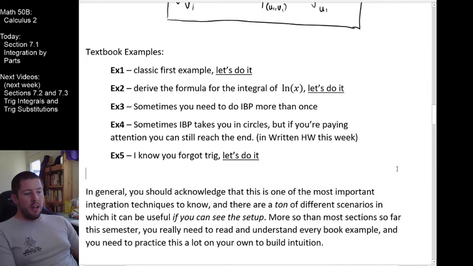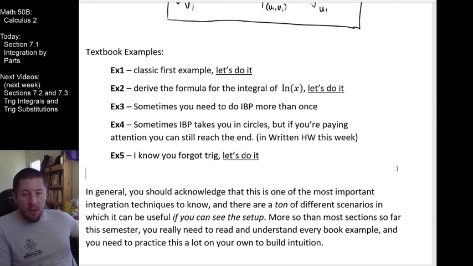In general, you should acknowledge that this is one of the most important integration techniques that you're ever going to need to know. There's a ton of different scenarios in which this can be useful if you can see the setup. Sometimes seeing the setup is very easy. There are some formats where everybody had better know that that's an integration by parts problem. Other situations, it is not at all obvious that integration by parts would even be helpful. And even if I told you that this is an integration by parts problem, it's still not necessarily going to be the case that you're going to see how to choose your u and dv correctly to make the thing work out, right? So that's going to be our struggle here, this strategizing, this trial and error.